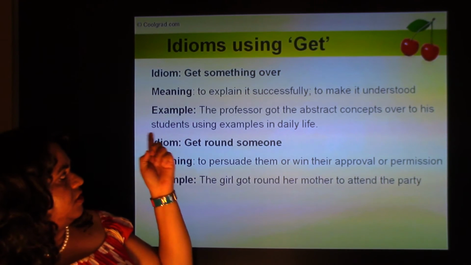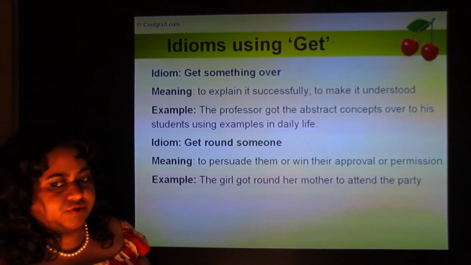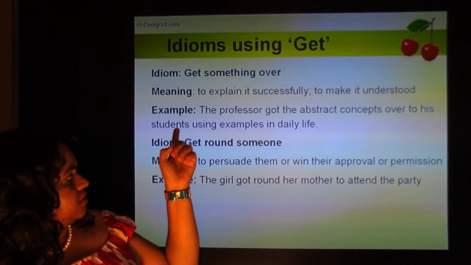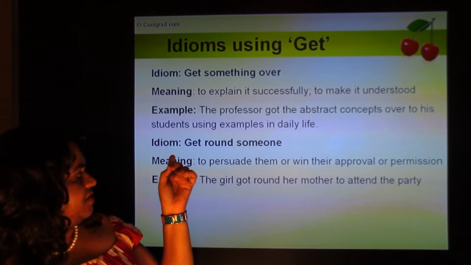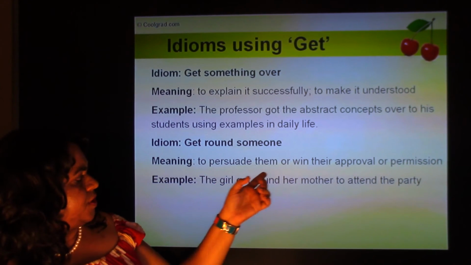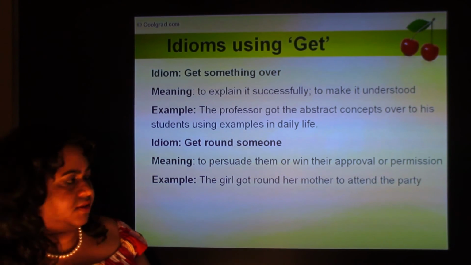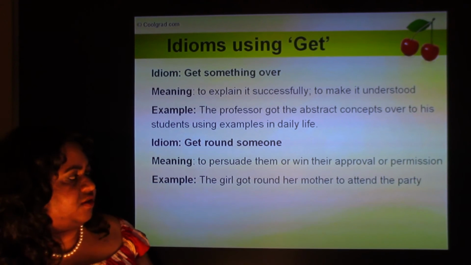Get something over: to explain it successfully, to make it understood. The professor got the abstract concepts over to his students using examples from daily life. Get round someone: to persuade them or win their approval or permission. The girl got round her mother to attend the party.